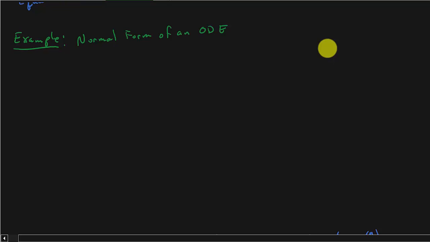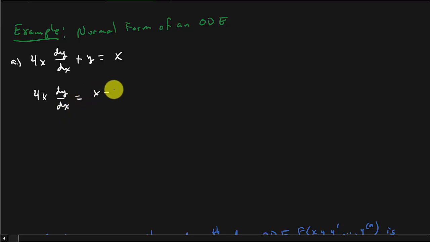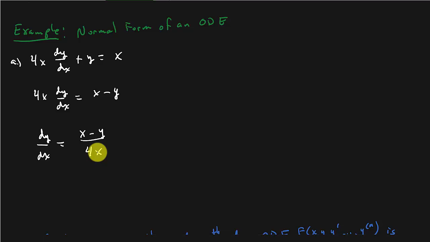All right, so let's look at this. We've got an example here. This is the normal form for an ordinary differential equation. Let's say we have, we'll call this part A, 4x dy/dx + y = x. Let's put this in the normal form. We're going to solve for dy/dx. So we would get 4x dy/dx = x - y, and then divide everything by 4x. So we get dy/dx = (x - y)/(4x). This is the normal form of a first order differential equation.